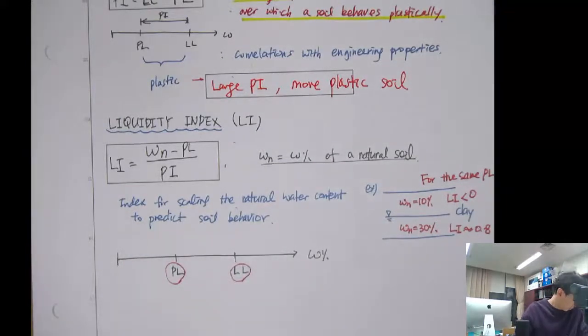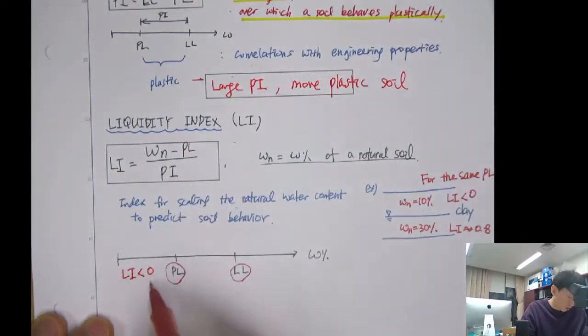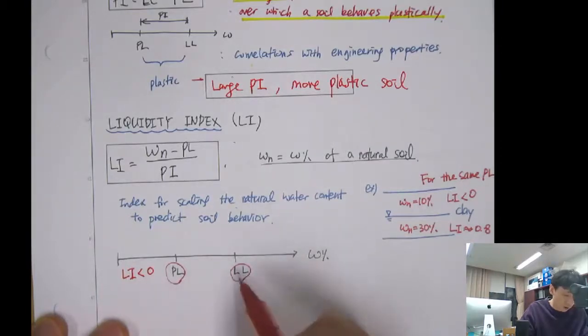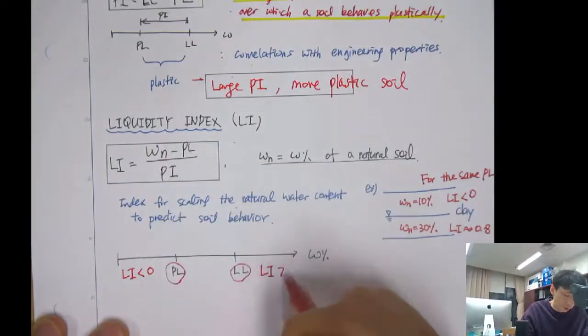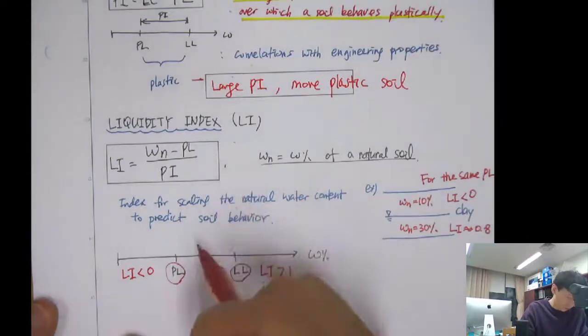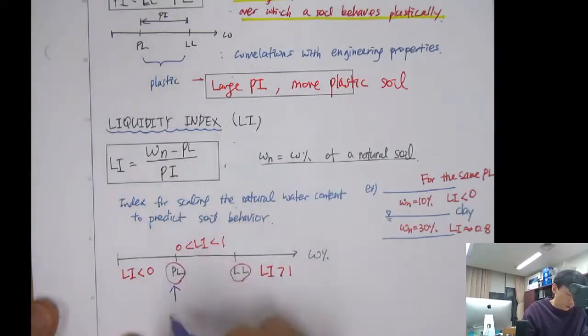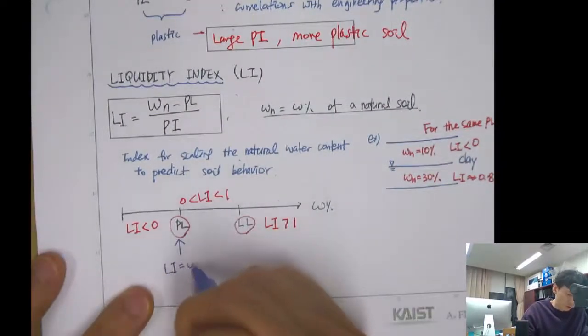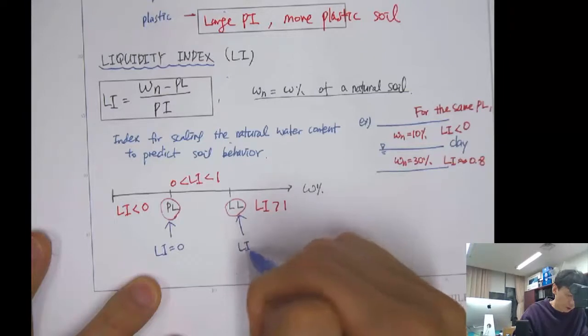So if the water content is less than the plastic limit, then the numerator will be a negative value, so the LI will be less than 0. If the water content is larger than the liquid limit, then the numerator will be bigger than the PI, so the LI will be larger than 1. In between the plastic limit and the liquid limit, LI will range between 0 and 1. And of course, when the water content is the same as the plastic limit, LI will be 0. If the natural water content in the field is the same as the liquid limit, LI will be 1.